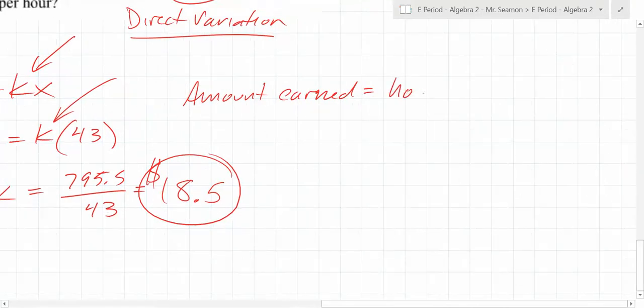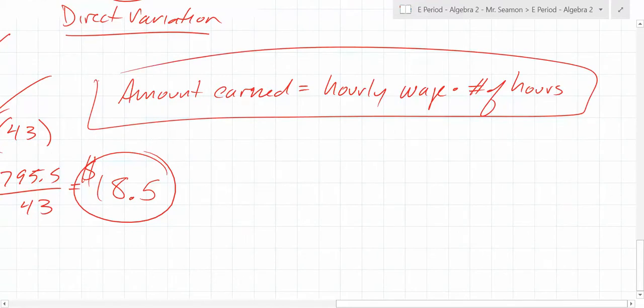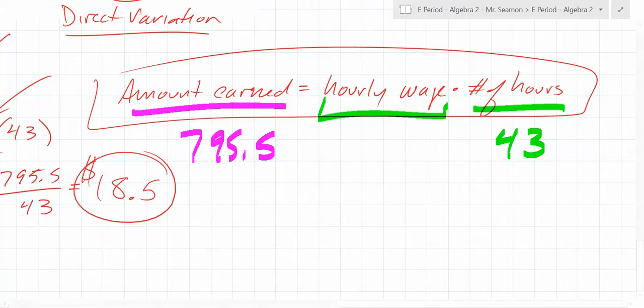Hourly wage times the number of hours, right? So this is where you would start if you want to disassemble it to the beginning. In this case, that's our 795.5, and we know that this right here is 43. So that's what we're solving for. You could label it differently, but you really want to be careful about it. The way you can be sure is to do a reality check at the end.